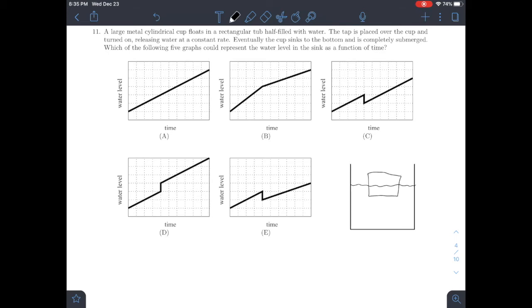So here I'm just making a rough sketch. Oops. I want to draw a square. Okay. I want to draw a cup in a sink. Yeah, have water level in each of them.